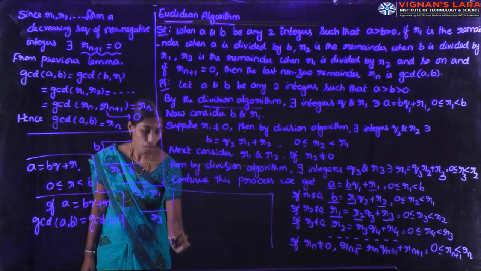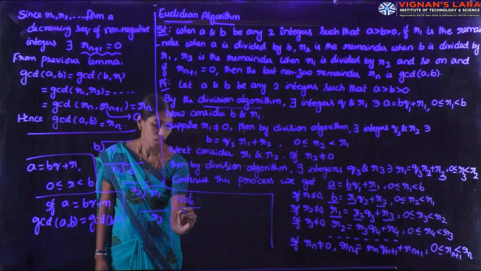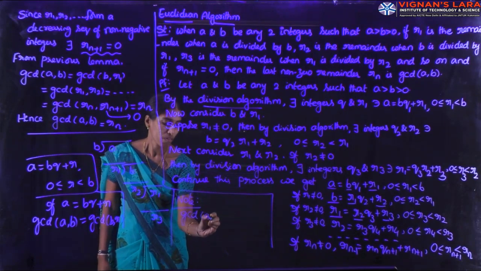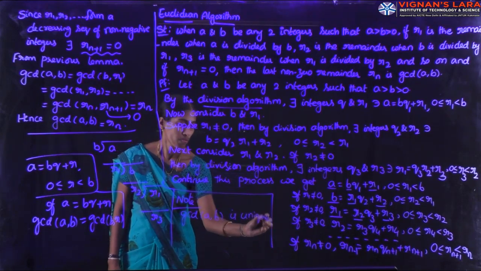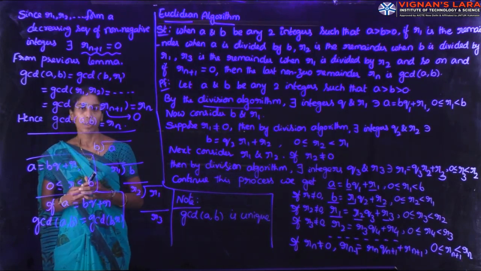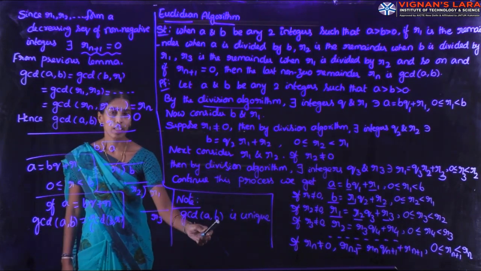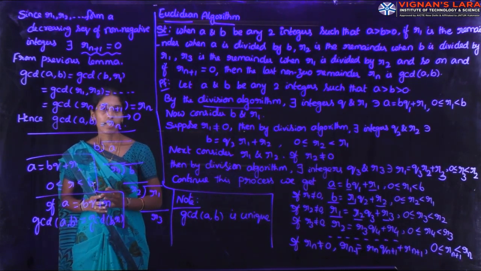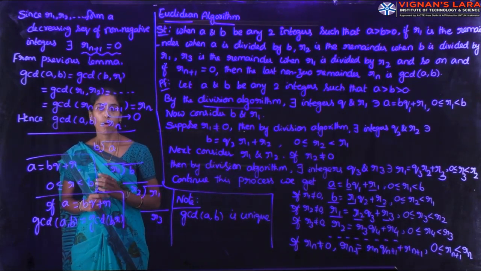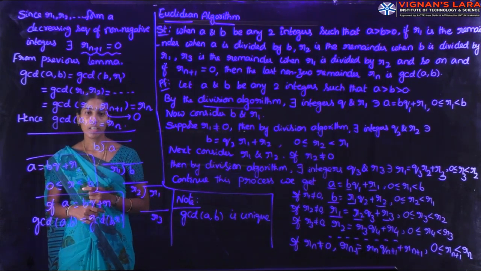You need to remember one more thing. GCD of A comma B is always unique, whether we apply the Euclidean algorithm procedure or the set of divisors procedure. GCD of any two numbers is always unique. So in the next class we will see how to calculate the GCD of two numbers using the Euclidean algorithm.